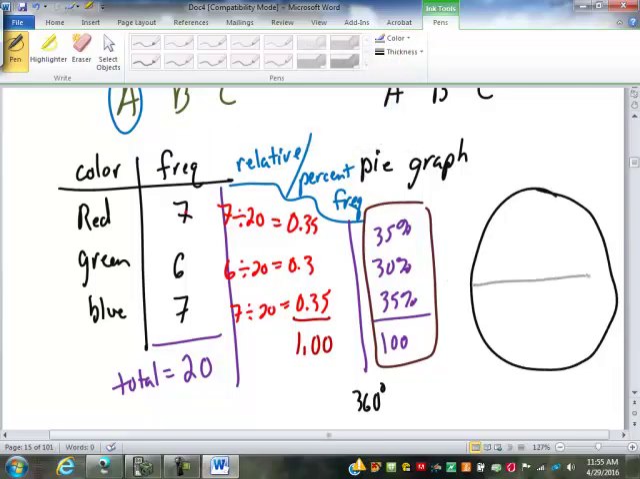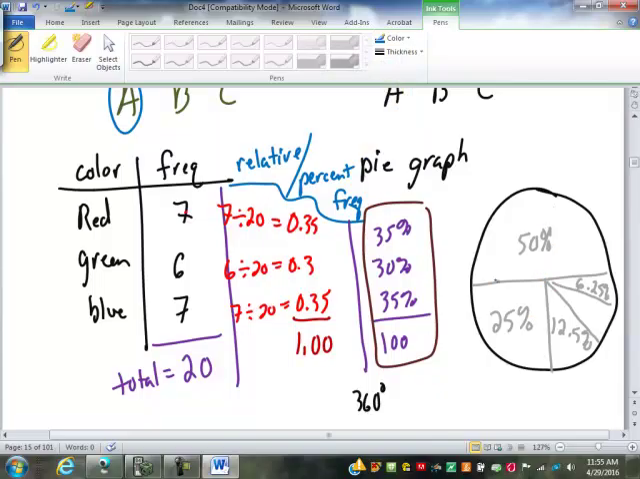We know that half of a circle is 50%. We know that a quarter of a circle, had I divided this up evenly, is 25%. So if we cut that in half, that's 12.5%. And we could cut it down to make 6.25%, and so on. So what we're looking for here is things that are close to one of those.